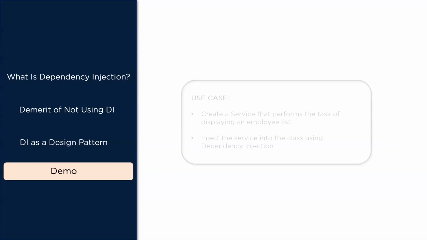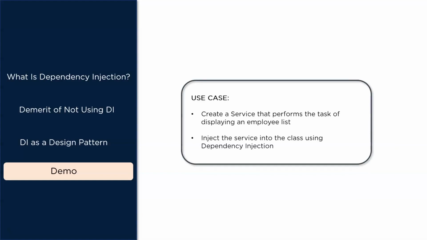With the same thought, what I'm going to be doing is I'll be creating a service that performs the task of displaying an employee list. Later, we're going to inject this service into the class using dependency injection. So let's head to our Visual Studio Code for the demonstration.